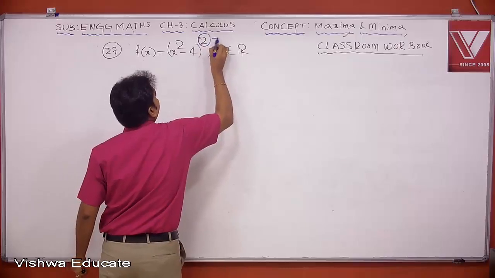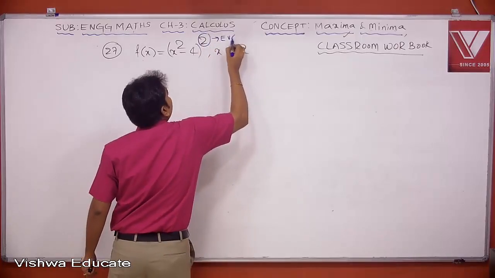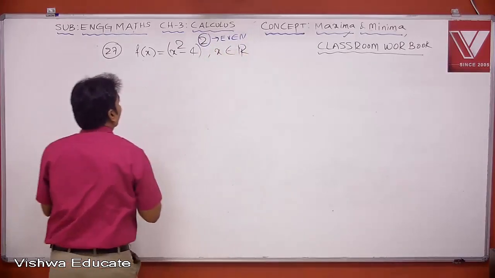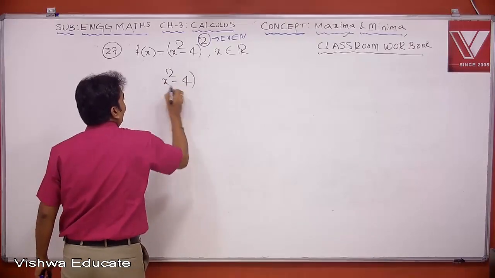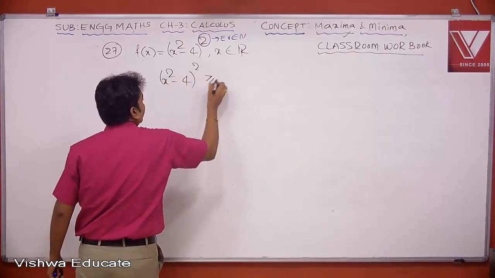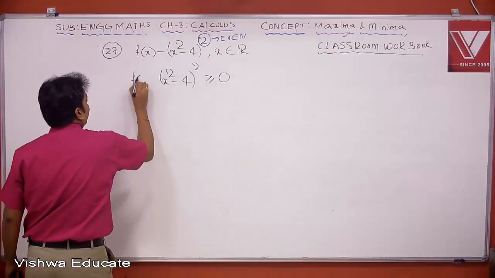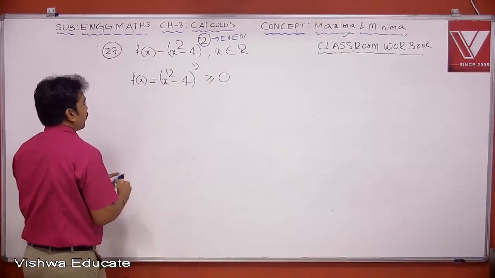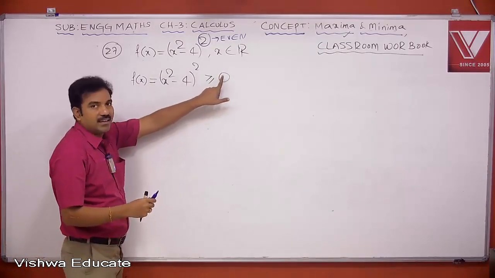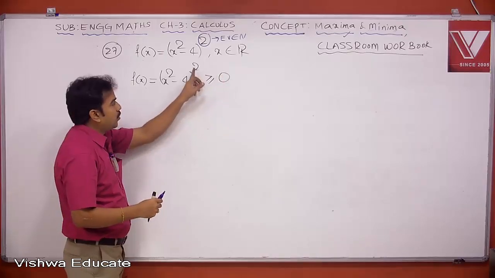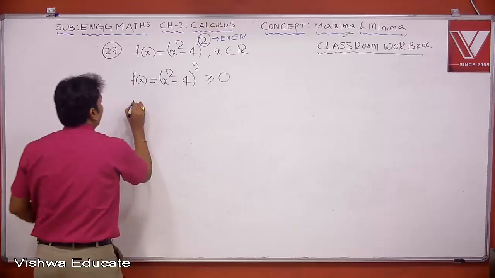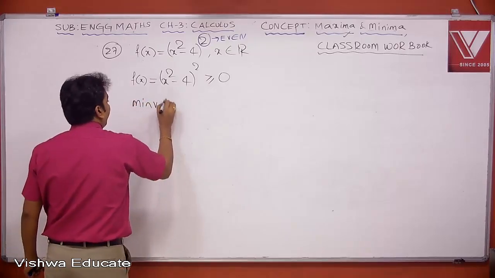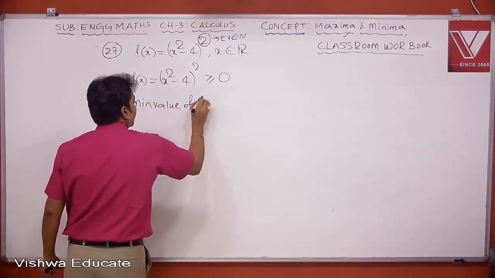Here the function is (x^2 minus 4) whole squared. This is an even power. So because of this even power, this function, that is (x^2 minus 4) whole squared, is always greater than or equal to 0. Will you accept this? Because of this even power, its least value is 0. So the min value of f(x) is 0.